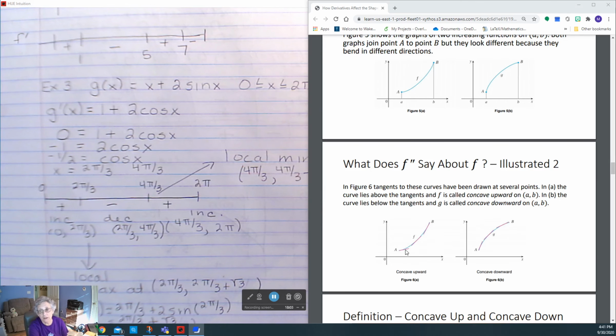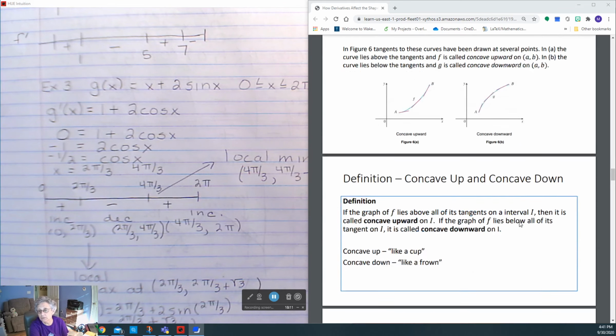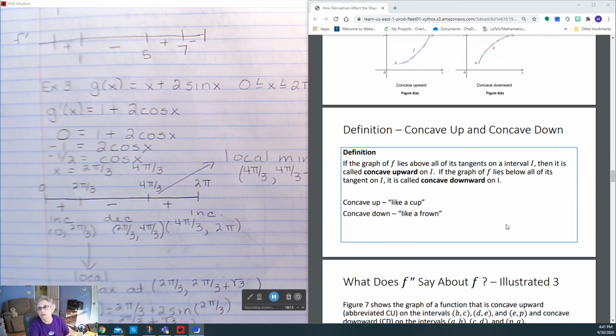Concave up, like a cup, positive second derivative. Concave down, like a frown, negative second derivative. So concave up means that all of the tangent lines lie below the graph. If you're concave down, all of the tangent lines live on top of your graph.